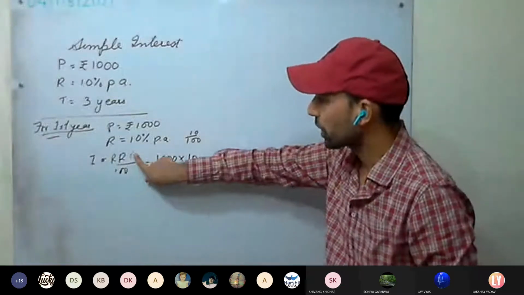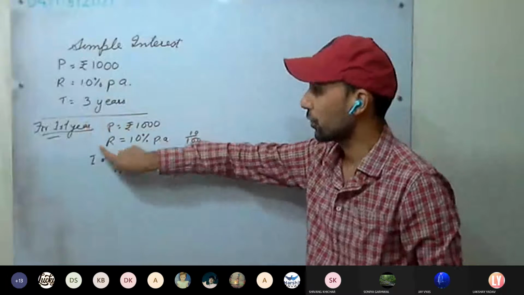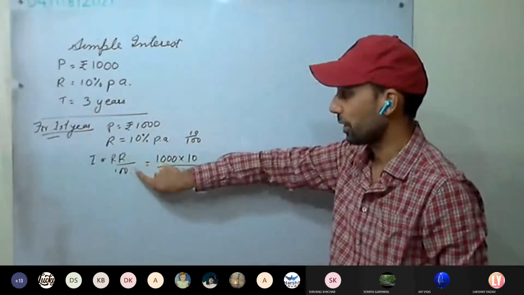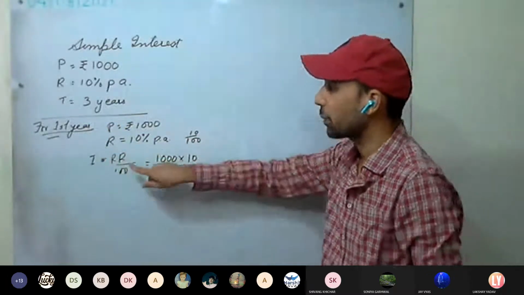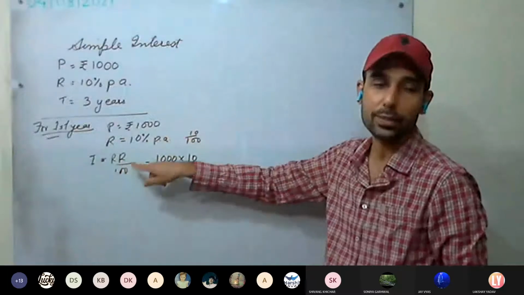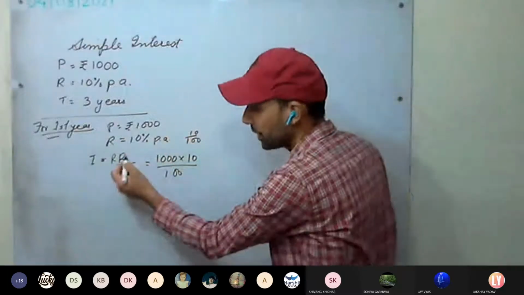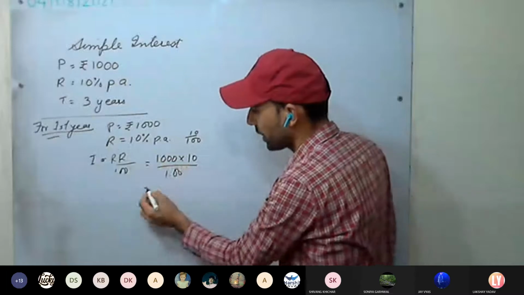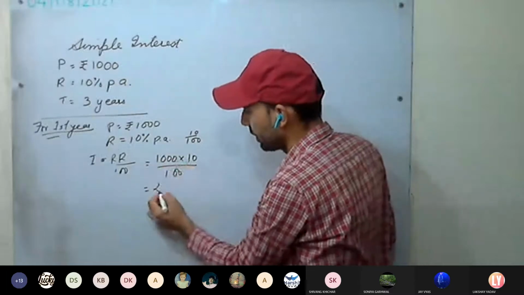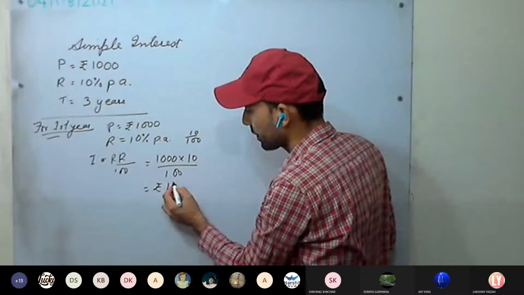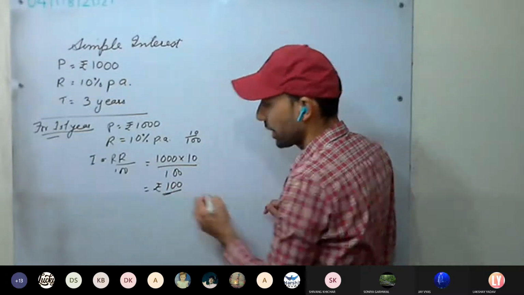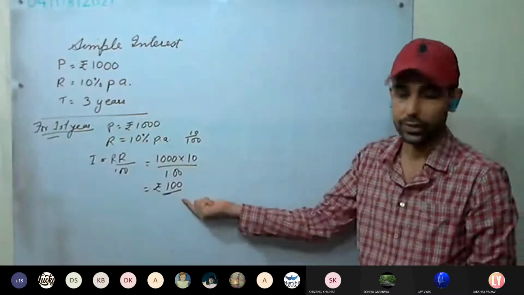Mainly, forget T for time because they are calculating for each year only. So PR upon 100, or you can say rate R percentage of P. It is the same thing. R percentage of P we are calculating. How much will it come to? Rupees 100. This is the interest for the first year.